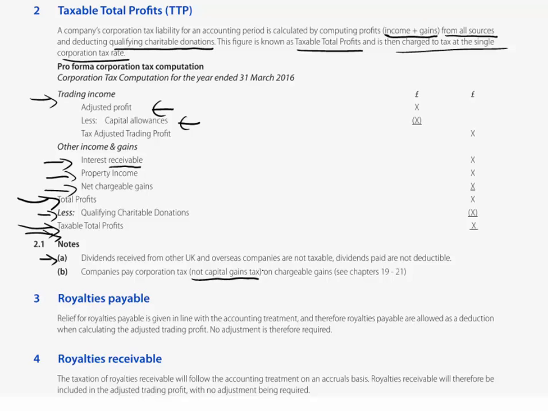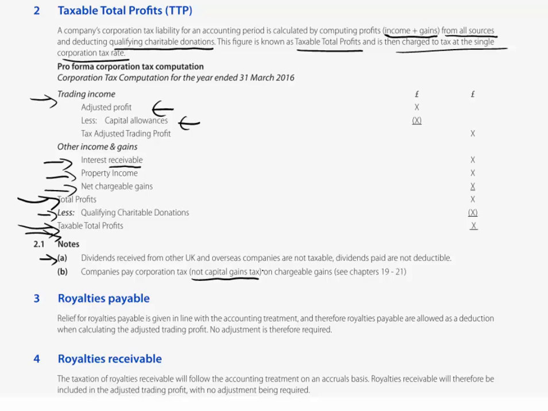Once we've got the tax adjusted trading profit, bring in interest receivable, bring in the property income accrued, bring in any chargeable gains. That will be based on the date that the asset was sold. That will crystallize the gain or loss, and net chargeable gains, gains less losses, will be included here upon the corporate tax computation. That gives you total profits, any qualifying charitable donations that have been paid during the accounting period. The basis for their deduction here, paid during the period, they are deducted in deriving TTP.